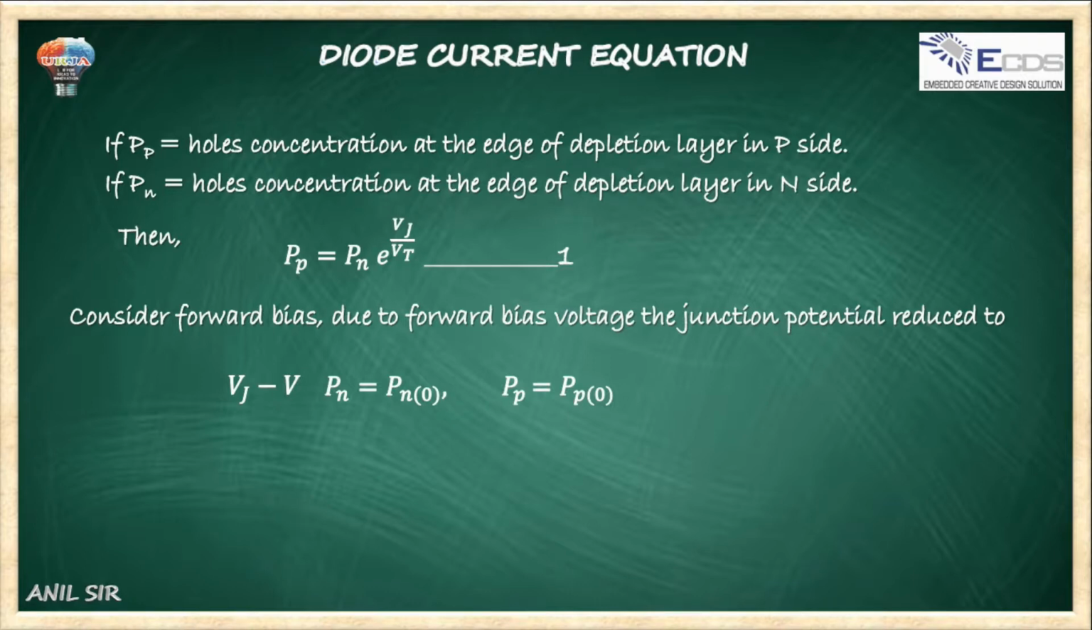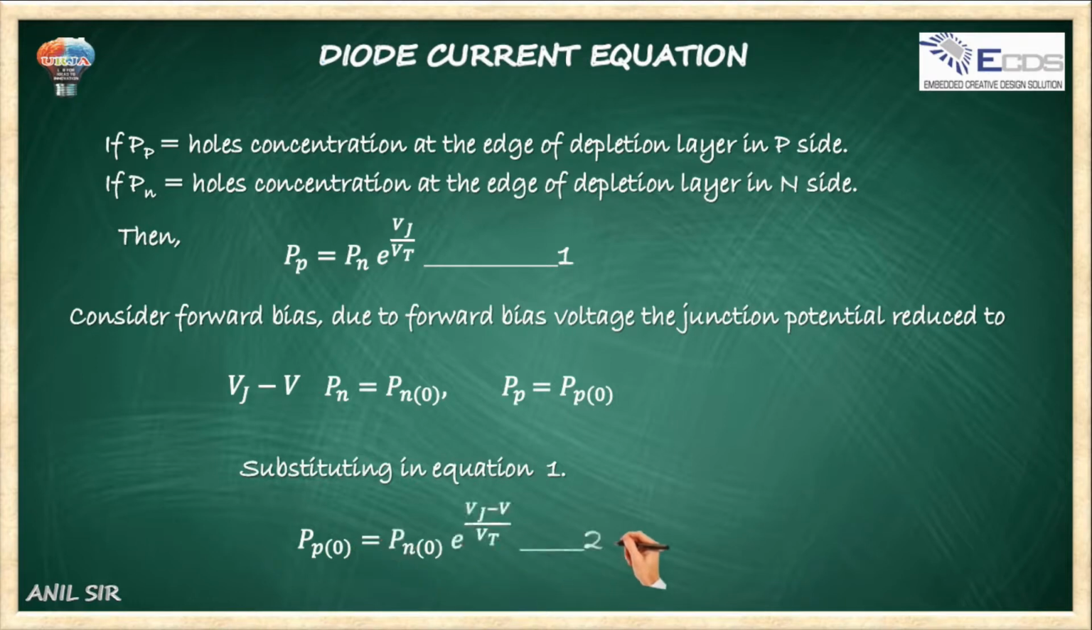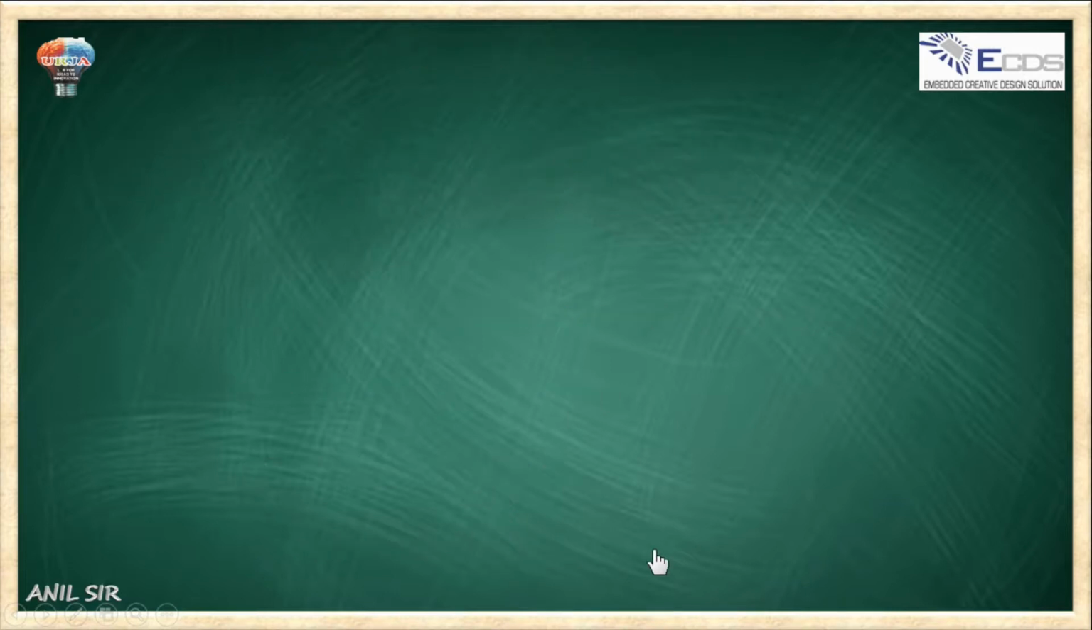Put all these values in equation 1. So we get Pp0 equals Pn0 e raised to the power Vj minus V upon Vt. This is equation number 2. Then under open circuit conditions we can write, the open circuit condition being nothing but the reverse bias condition.